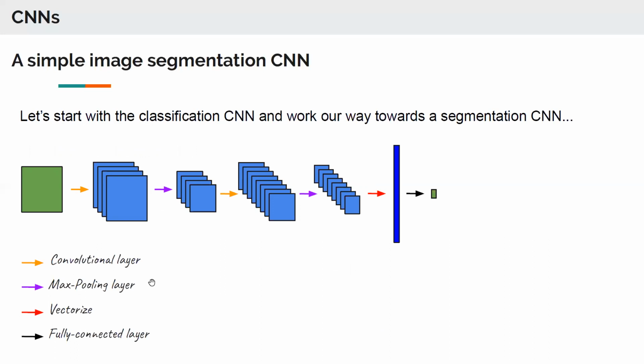Okay, so here we have convolution, max pooling, vectorizing, and fully connected layer, right? So obviously now we don't want a fully connected layer because we're interested in getting an output which is of the same size as the input, right? So let's start by just getting rid of that first. So now we just have convolutions and max poolings, okay?